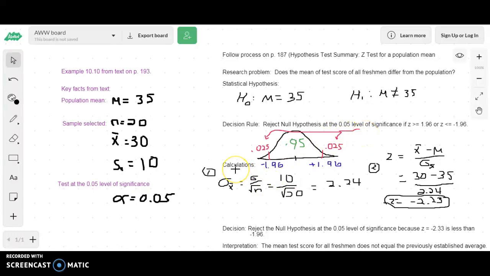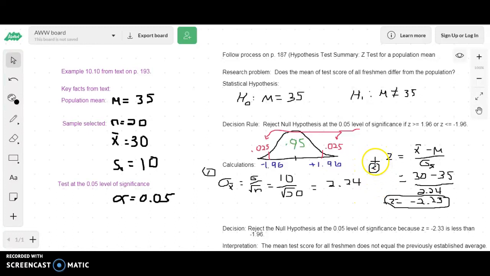Now there are 2 major calculations we have to conduct here. The first is to find our standard error. The standard error, if you recall, is the standard deviation divided by the square root of the sample size. Since we don't have a population standard deviation, we're going to use the standard deviation they gave us from the sample. We plug that in here, and the sample size, which was 20, goes in the denominator. So 10 divided by the square root of 20 gives us a standard error of 2.24.